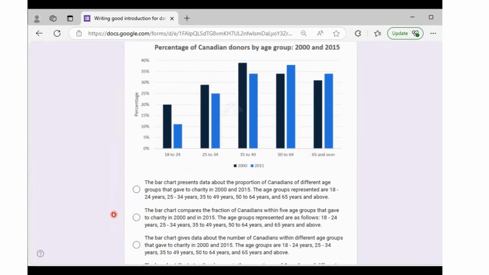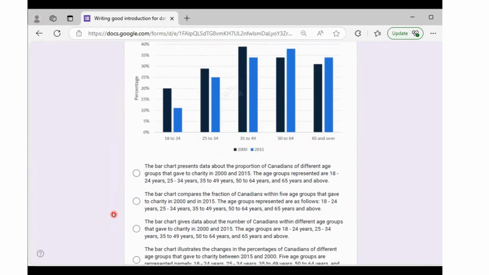Which introduction is faulty? Which introduction is faulty? The bar chart presents data about the proportion of Canadians of different age groups that gave to charity in 2000 and 2015.